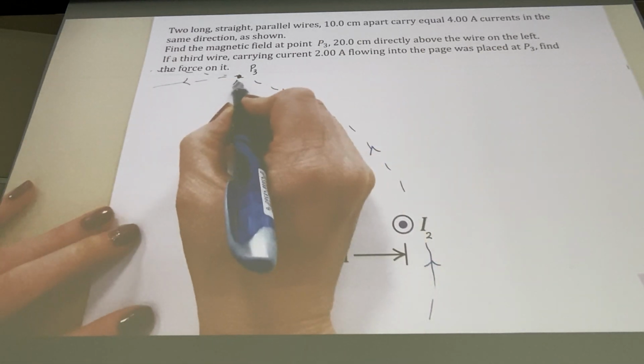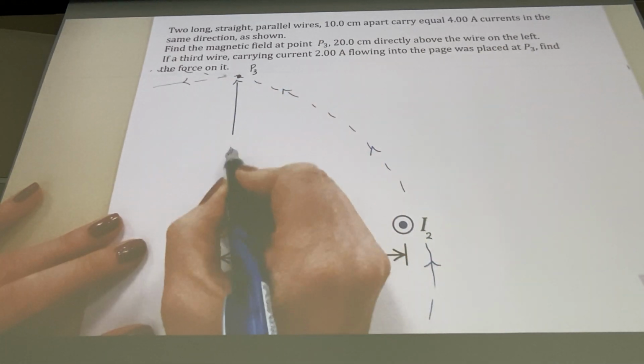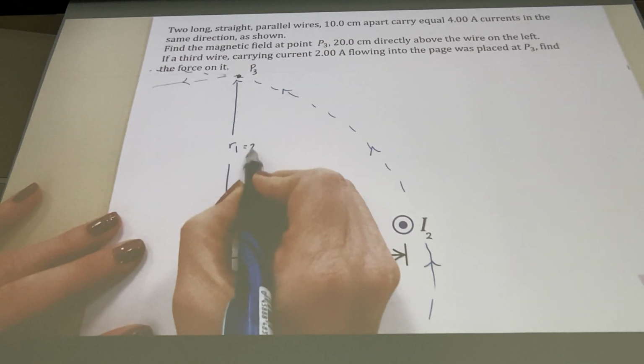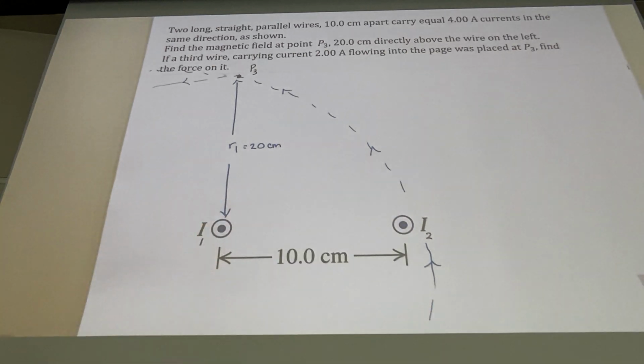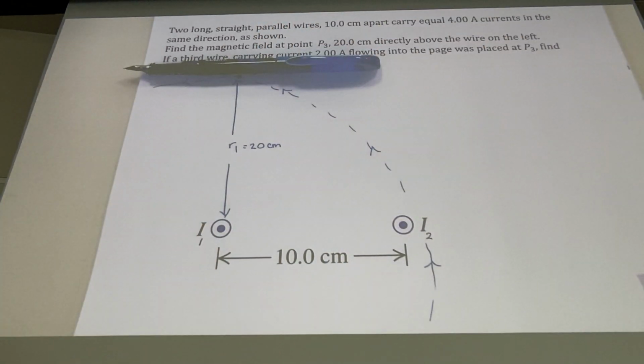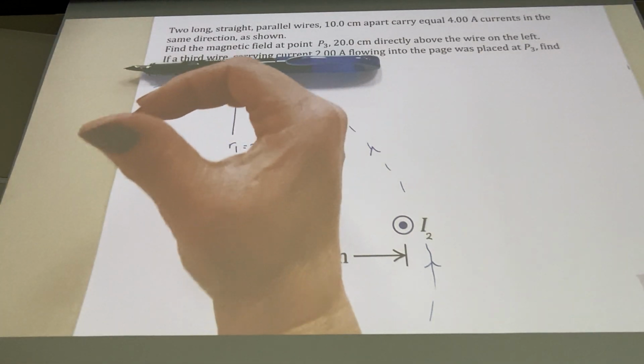Our magnetic field is a tangent to the circle or perpendicular to the radius. There's our R1, 20 centimeters. Perpendicular to the radius looks like this. So it either points right or left. So that's perpendicular to the radius or tangent to the circle.